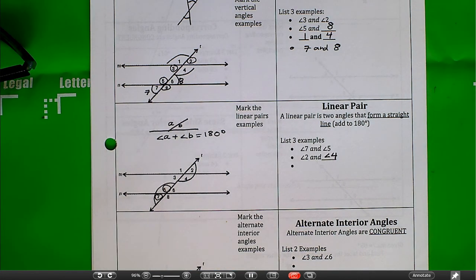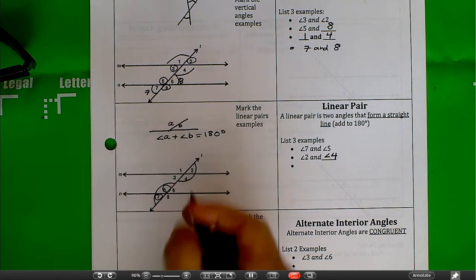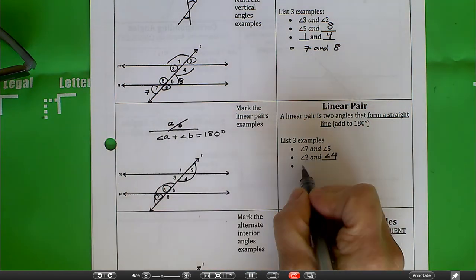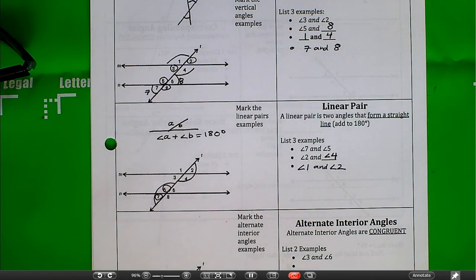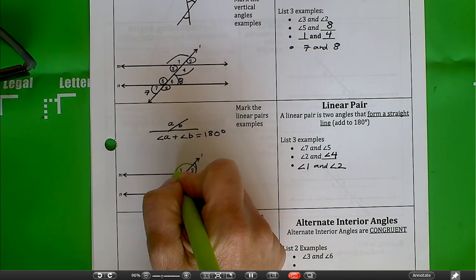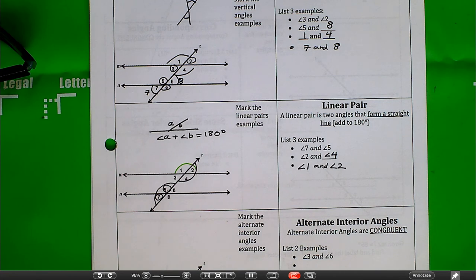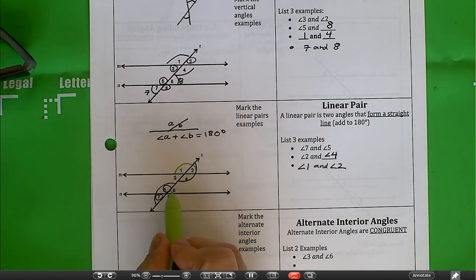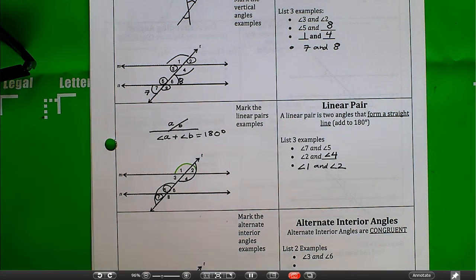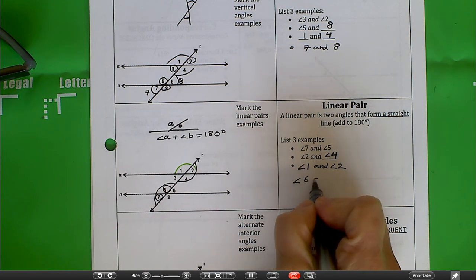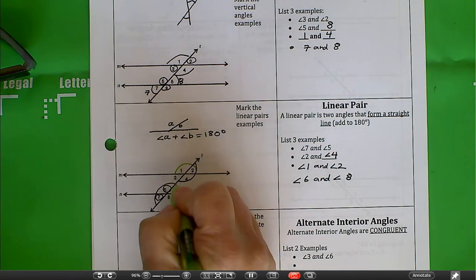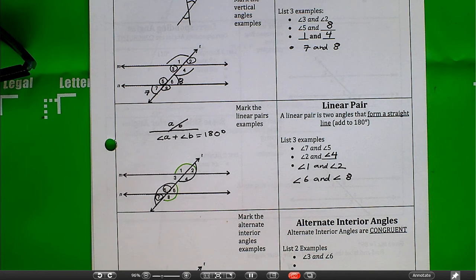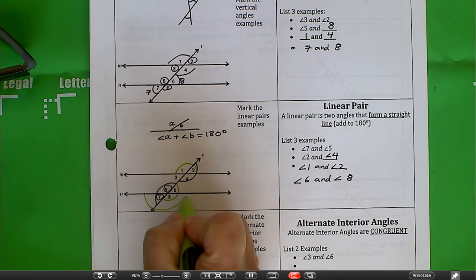And let's do a couple more linear pairs. There's a lot of them. Let's do 1 and 2 as a linear pair. Angle 1 and angle 2 is a linear pair, and I'm going to do it in green. I don't know if you see the green. 6 and 8 is a linear pair. Also, 7 and 8 is a linear pair.